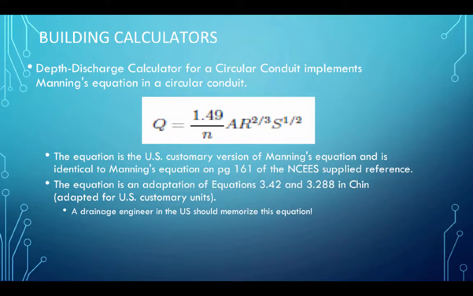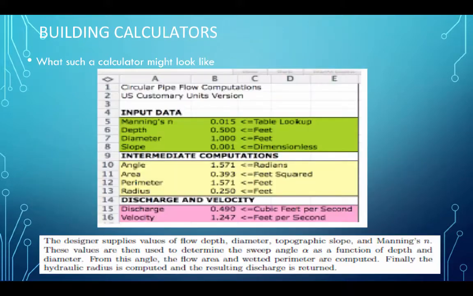So this equation presented here in this presentation slide is the same as Manning's equation on page 161 of the NCEES supplied reference. It's an adaptation of equations 3.42 and 3.288 in Chin. The drainage engineer in the U.S. should memorize this equation. If you do it in SI units, that 1.49 is replaced with a 1. So it's really not that hard to convert between the two unit systems.